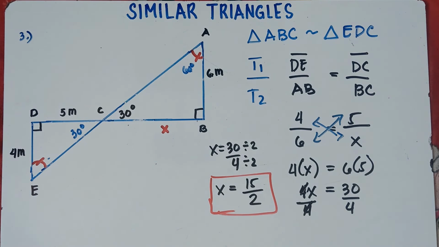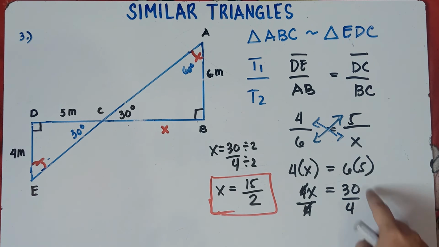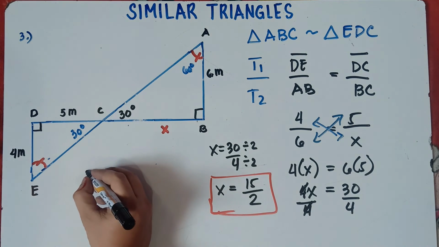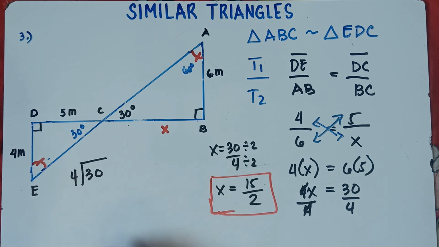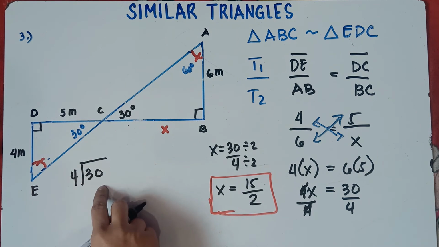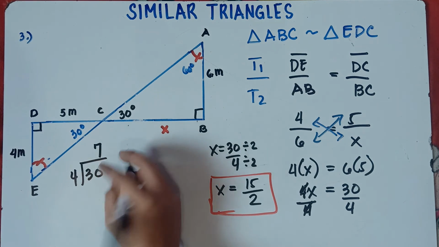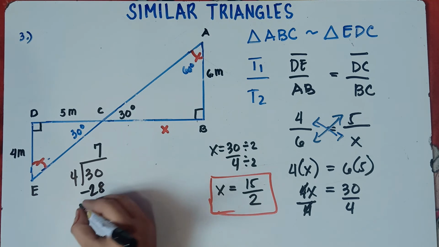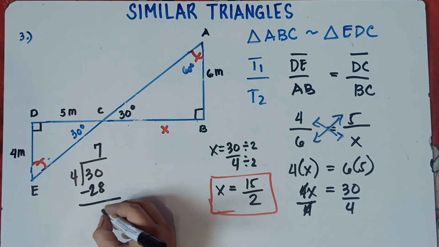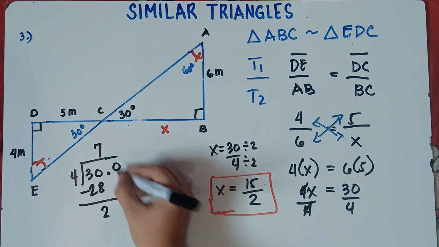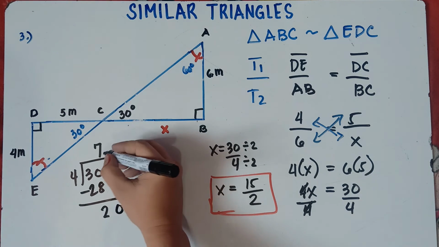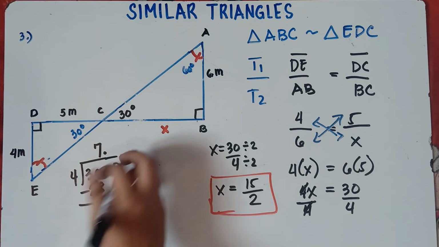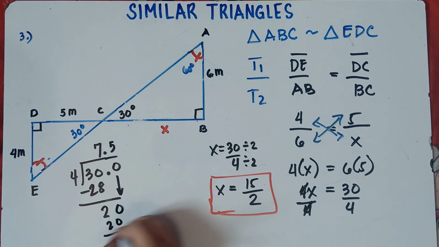Now, if the teacher will ask for a decimal, they really want to divide 30 by 4, let's do that, class. 30 divided by 4. 3 divided by 4, that cannot be. So we use 30. 30 divided by 4, that is 7. 7 times 4, that is 28. Subtract 30 minus 28, that is 2. You add a 0. So this will be point. 20 divided by 4, that is 5. 5 times 4, that is 20. Subtract, that is 0. So 7.5.